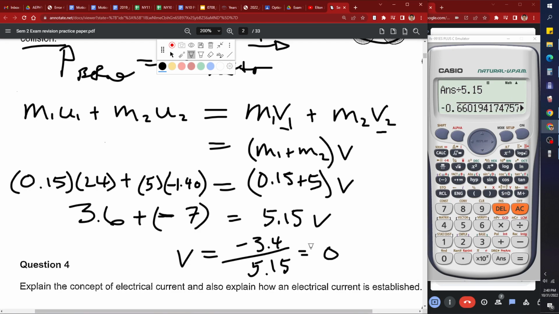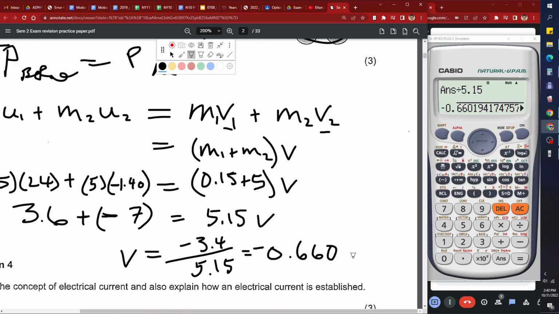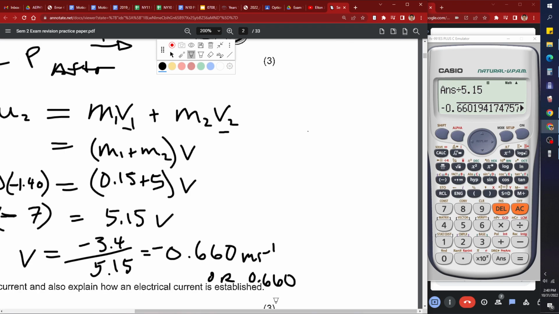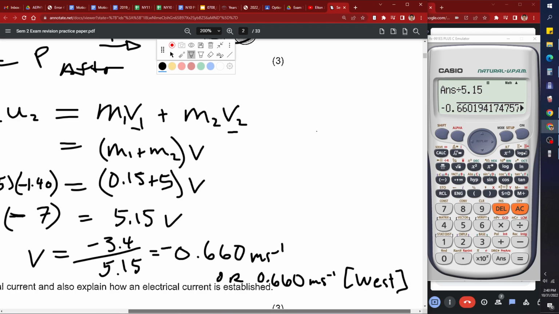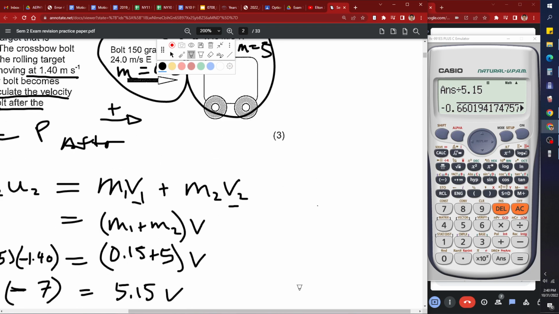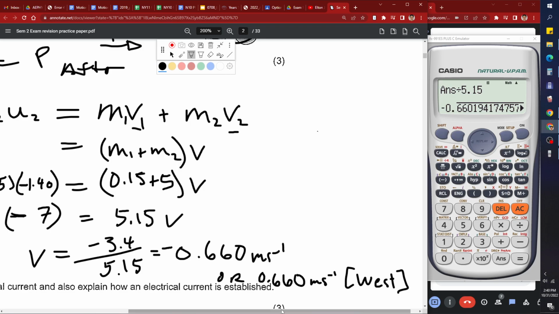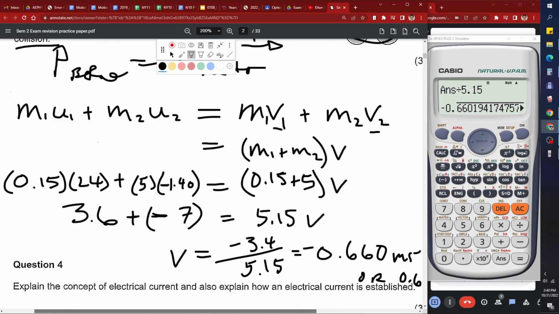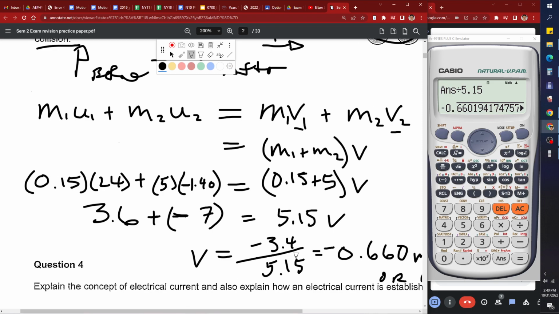The new velocity is negative 0.660 meters per second, or we can say 0.660 meters per second west. Okay, remember, negative just means the direction is opposite the positive direction. So the whole thing actually is going to move this way to the west at that new lower velocity, because the mass of the target was so big that it caused that. Okay?